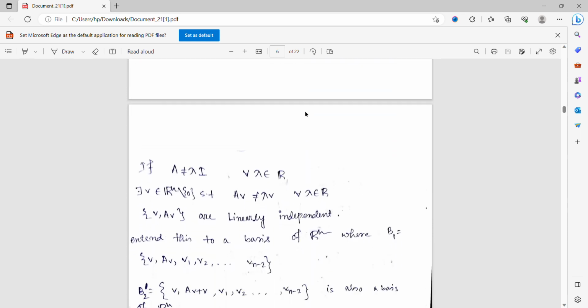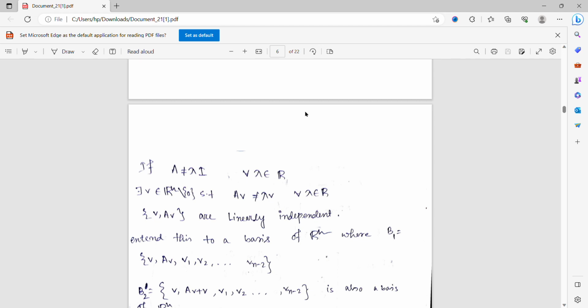So let's start. If A is not equal to lambda I for all lambda, then I can always find a non-zero vector V in Rn such that AV is not equal to lambda V. Okay, so I can always find a non-zero vector V such that AV is not equal to lambda V. Then definitely V and AV form a linearly independent set. Okay, and now we know that we can extend any linearly independent set to a basis of the vector space. Here the vector space is Rn.